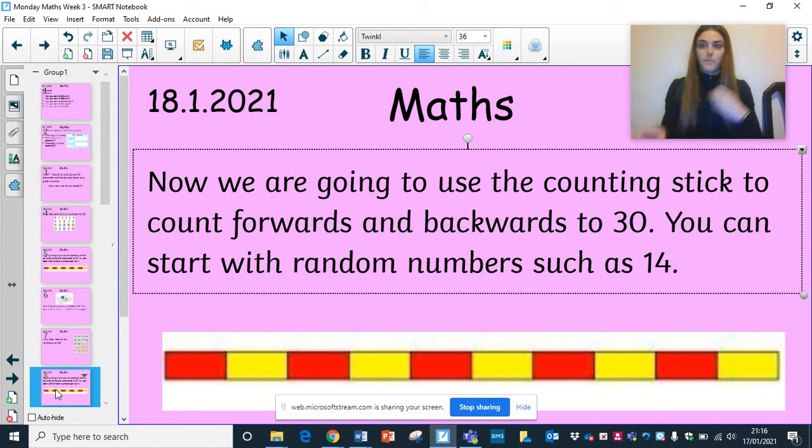So you might want to pick a random number, because I've attached the number cards for you so you can print those out and use those. So I might show you 22. See if you can count on from 22 or count back from 22. So you have a pause here and try that.